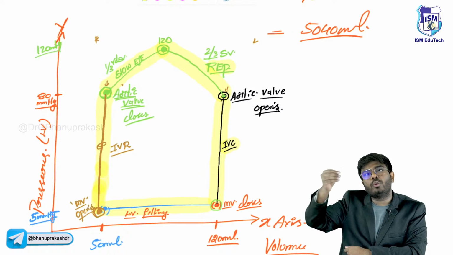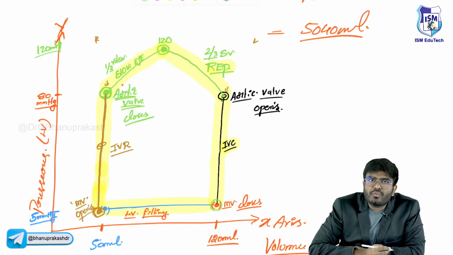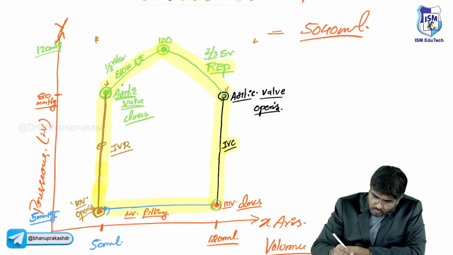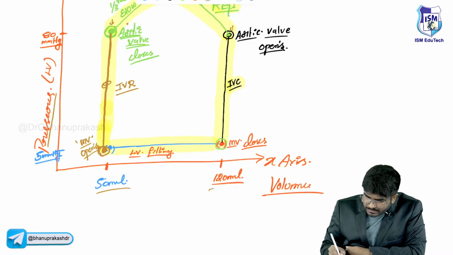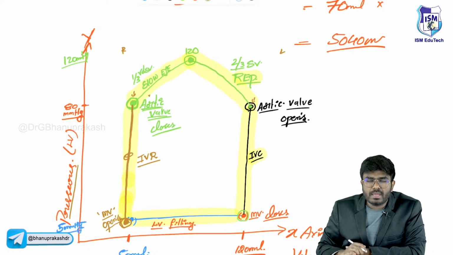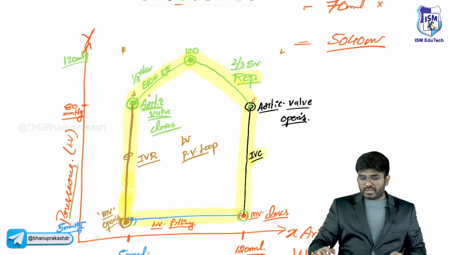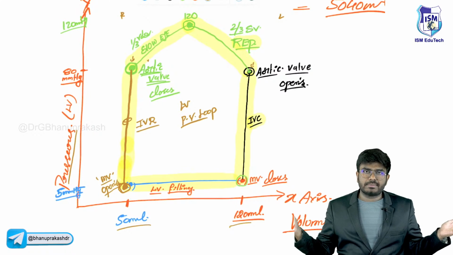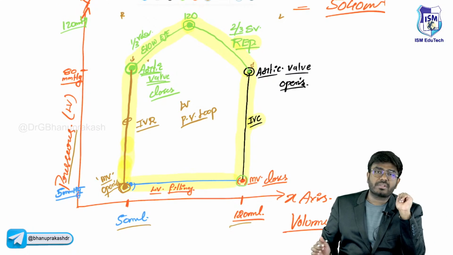Now it is totally forming a loop, right? So what is this loop? Here we are discussing the left ventricular pressures and left ventricular volumes. So this is called the left ventricular pressure volume loop, LV pressure volume loop, as simple as that. Now you understood, right?